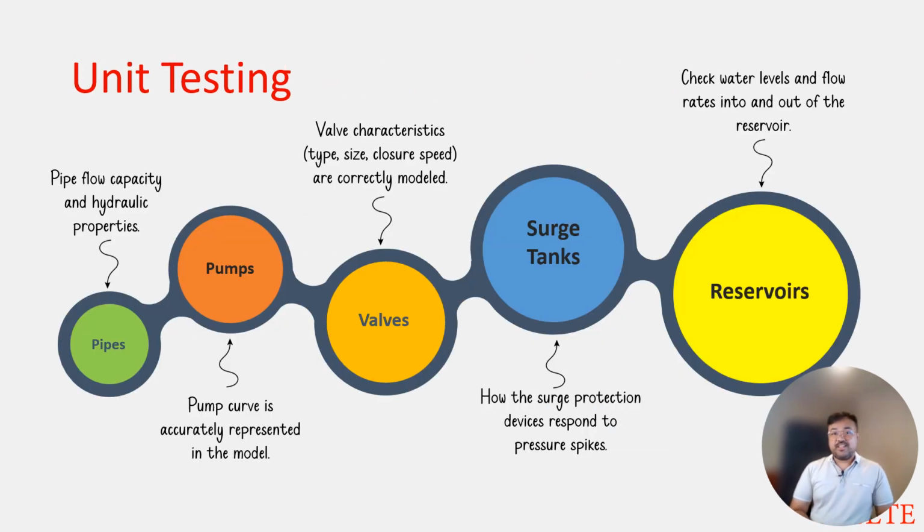In the unit testing phase, we test the individual components of the system to ensure they meet the design specifications and perform reliably under different conditions. For example, the pipes: we test the integrity of the pipelines to ensure they can handle the pressure fluctuations caused by transient events. This includes verifying that the pipe material, diameter, and thickness are adequate for the expected pressures.